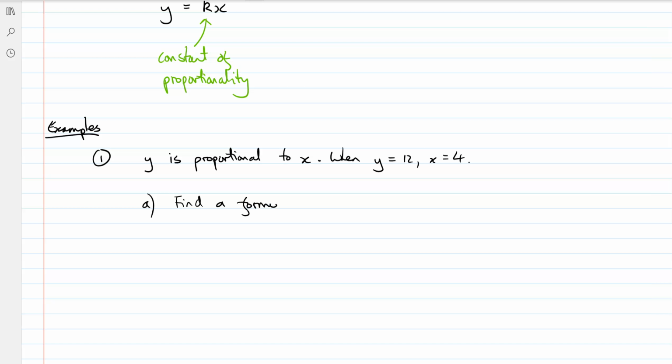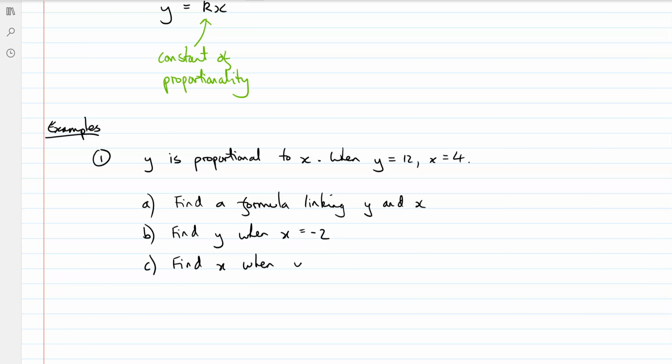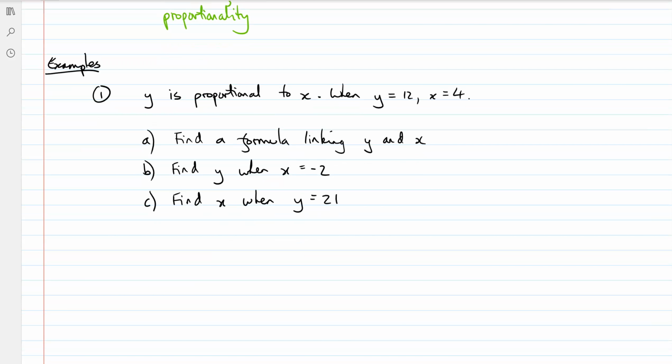Part A is going to be find a formula linking y and x. Part B is going to be find y when x equals -2. And part C is going to be find x when y equals 21.